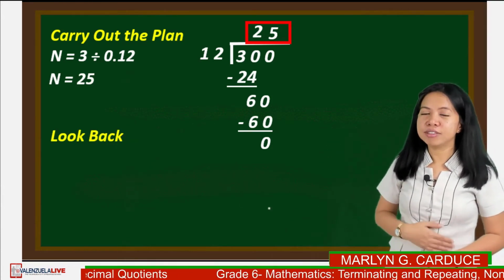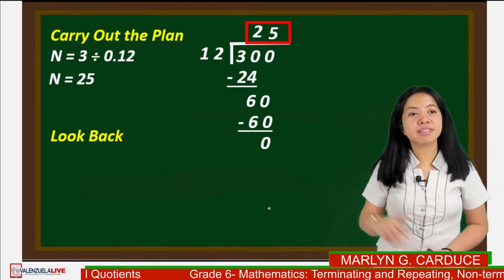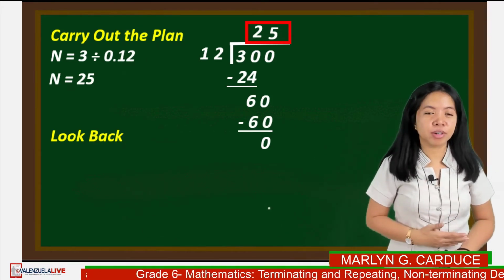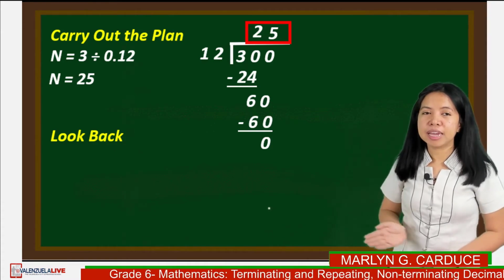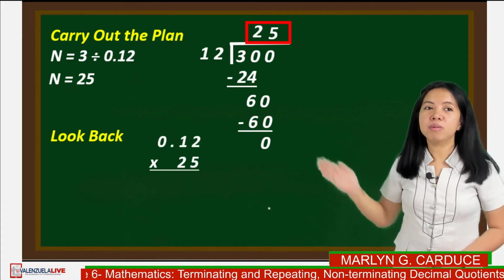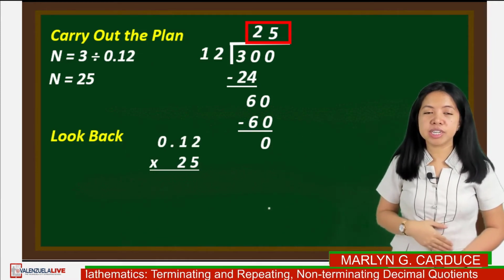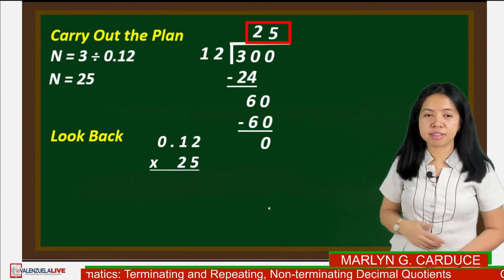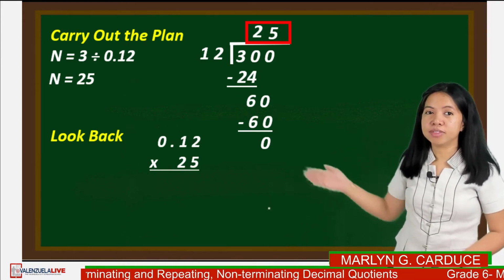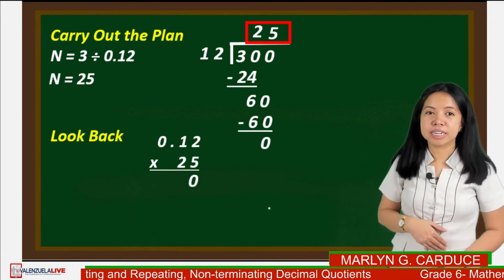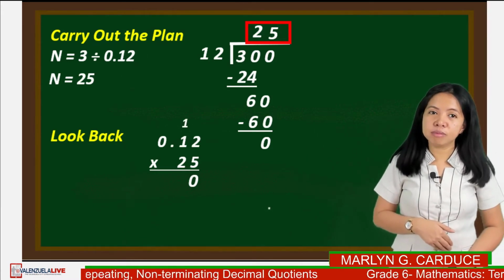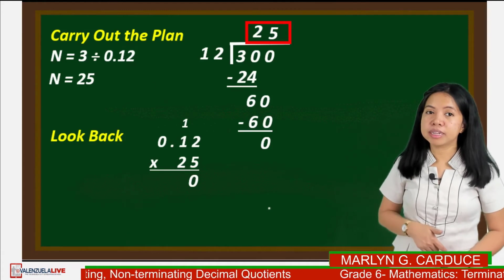Okay, let's check our answer. Since division is the opposite operation of multiplication, we will multiply our quotient 25 by our original divisor, which is 12 hundredths. So 12 hundredths times 25. So 5 times 2, that is 10. Write down 0, carry 1. 5 times 1 is 5, plus 1, that is 6.